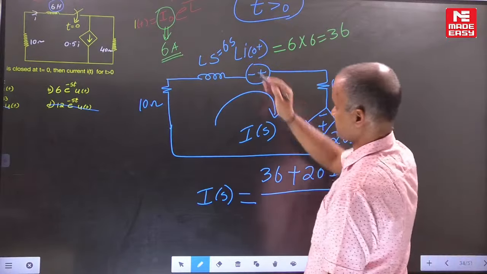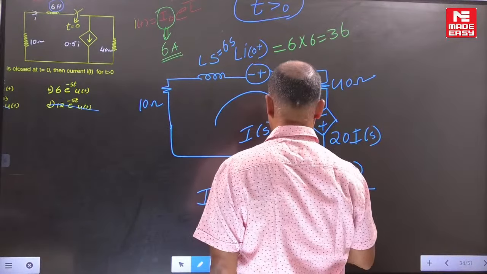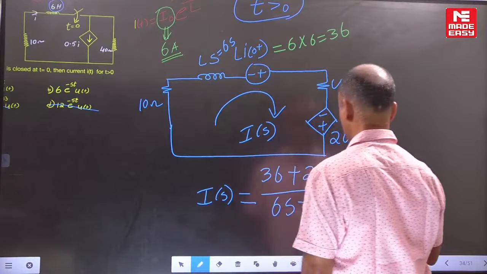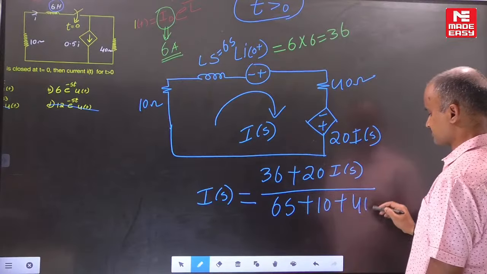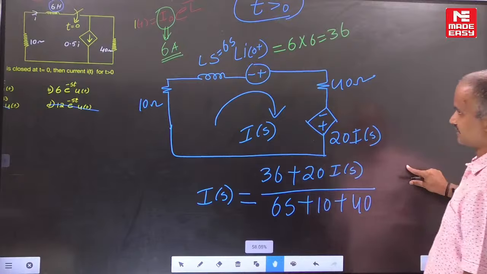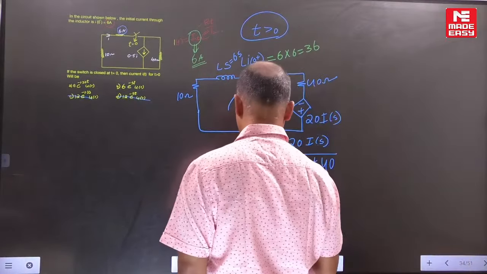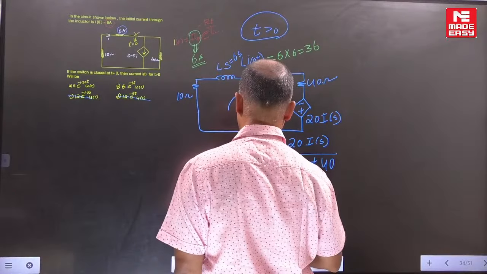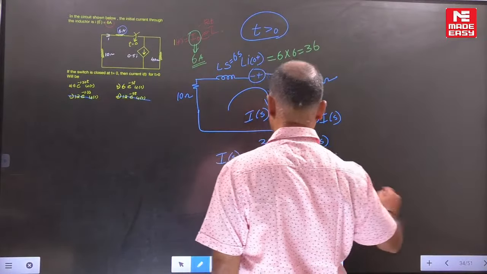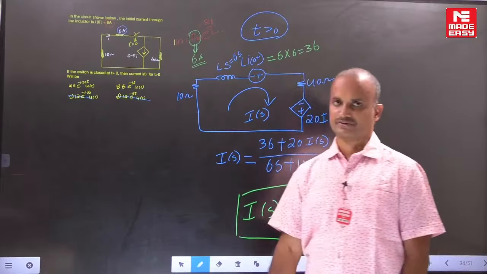Then what about this one, it is 6s and 10 ohms. What is the one more resistance? It is the 40 ohms. Can you simplify this I of S? Simplify the I of S, apply the inverse Laplace.